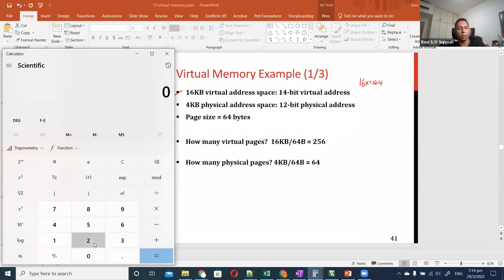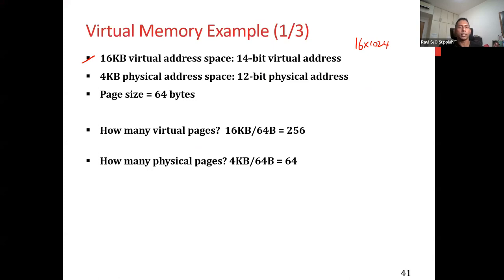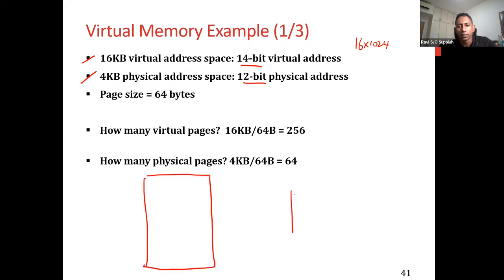Similar for the 4 kilobyte. 4 kilobyte is 2 to the power of 12, that is 4 times 1024. So the first thing is we can see that I need to translate the size of my virtual address and physical address to the number of bits that I need. If I were to draw it out, basically this is how it looks. This is the virtual address space and this is the physical address space. This whole thing is 16 kilobyte, and this whole thing here is 4 kilobyte.